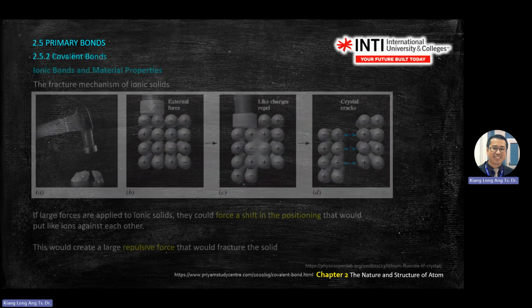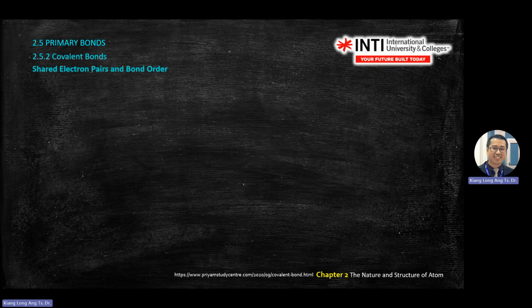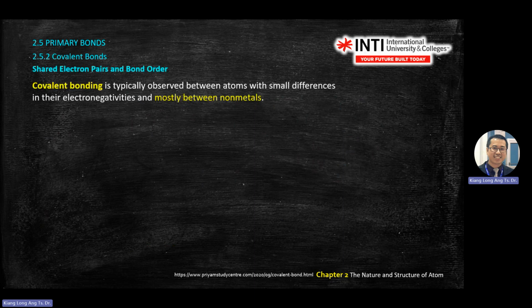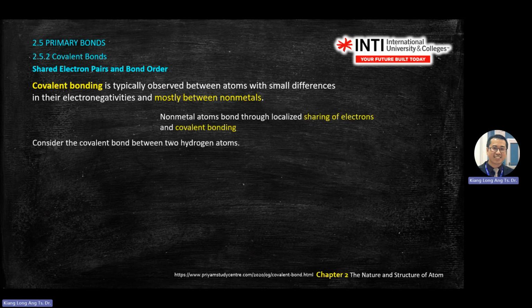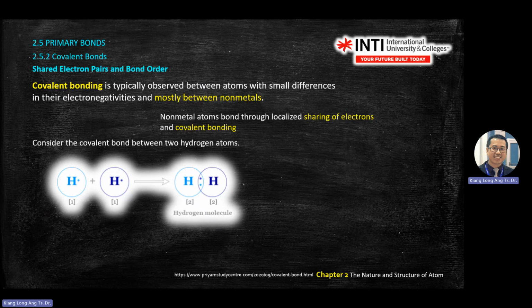Next, we look at covalent bonding. The keyword here is non-metal. They join together among non-metals. An example will be hydrogen. Again, hydrogen is a very special compound or element. So with hydrogen, they are sharing electrons.